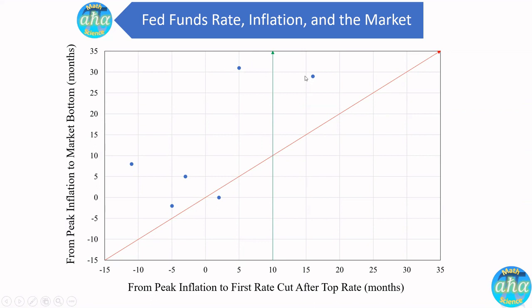a delay. There's quite a delay between the first rate cut and the market bottom, because this line is where the market bottoms at the same time as the first rate cut. For points above it, you had to wait a little bit, or even sometimes several months, or even years, before the market bottom.